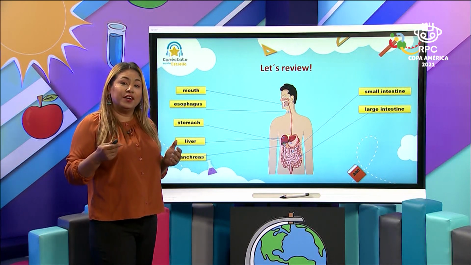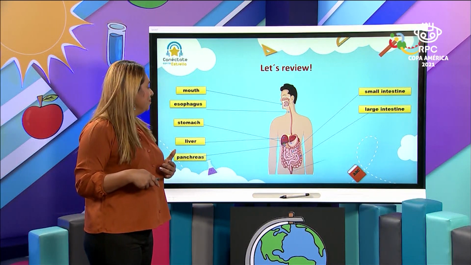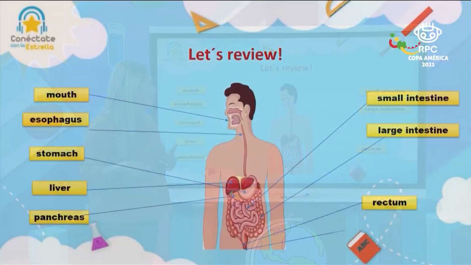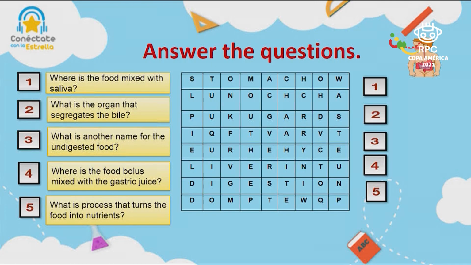And then we have the large intestine, which is the one in charge of getting the wastes outside of your body. We have the rectum and the anus. Together with the large intestine, they are in charge of making some movements to get the waste outside of your body. Okay, so this is our digestive system. Here we have some questions for you, and I will need your help.